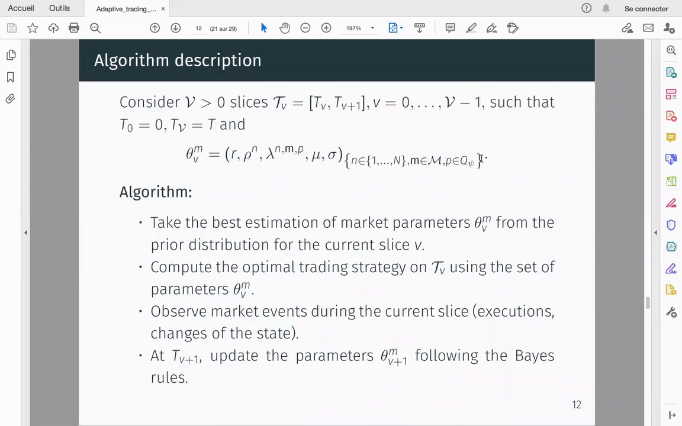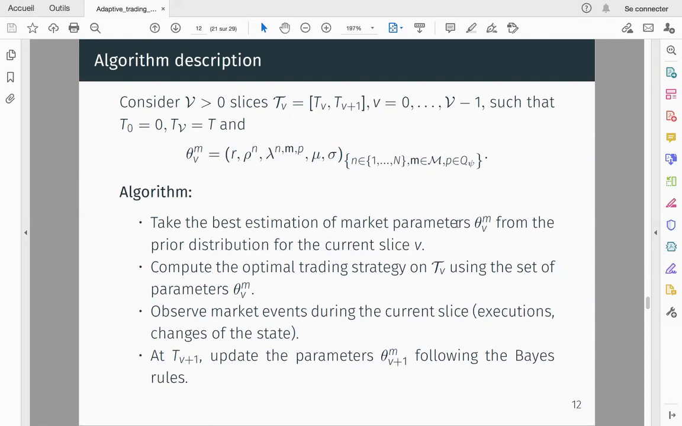So what we propose is to break the execution of the quantity Q0 into slices of execution on which we will assume that parameters remain constant. It is something that is usually done in practice. You break a big execution into smaller slices of execution. So the algorithm works as follows. You just take the best estimation of the market parameters, which are all the parameters such as intensities, drift, vol, etc., from the prior distribution for the current slice.